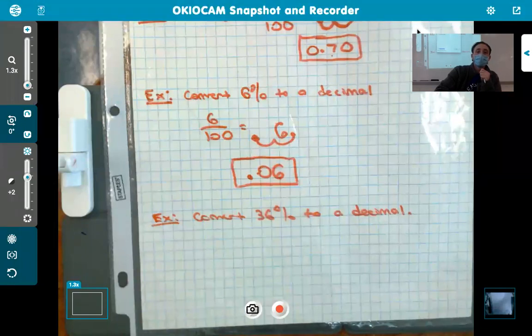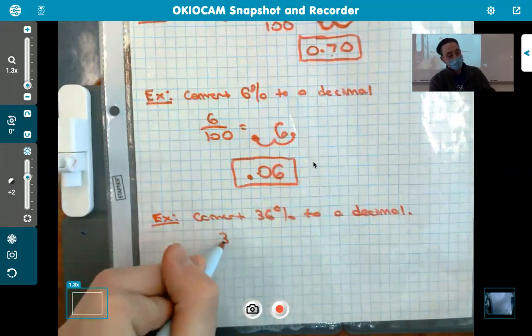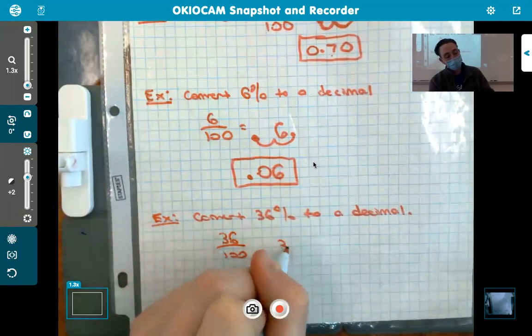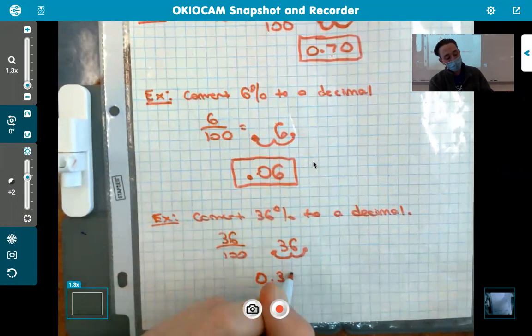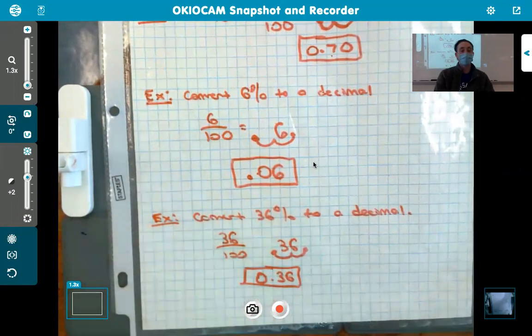0.36. Good. 0.36. Did everybody get that? As I walked around, I saw a lot of people had that down as well. So that's 36 over 100. You take the 36, the decimal point there, move it 2 to the left, and you have 0.36 for your final answer. Okay?